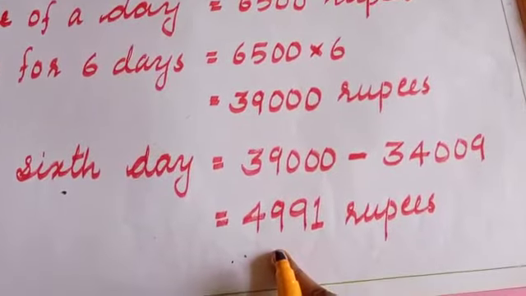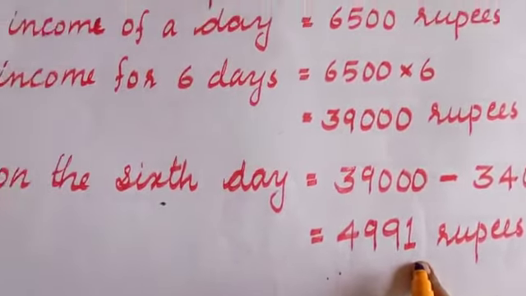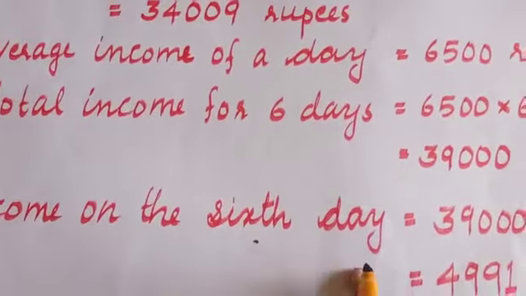We get 4,991 rupees as the income on the 6th day.